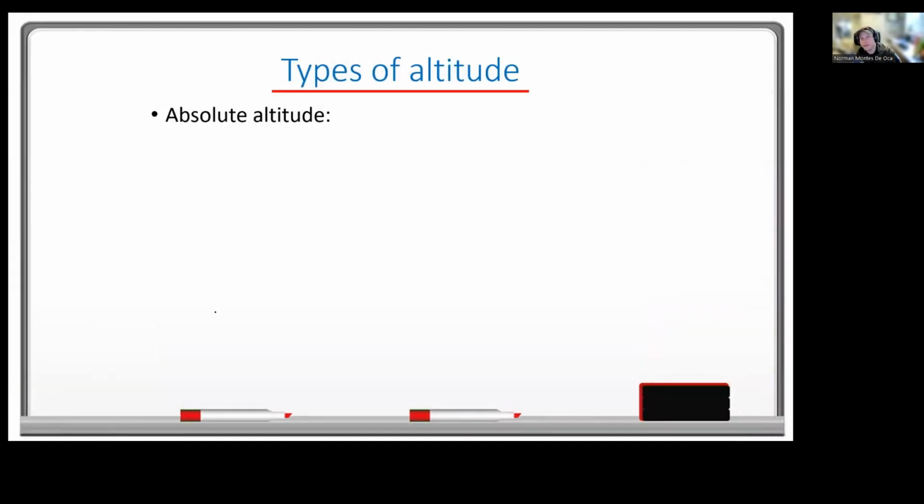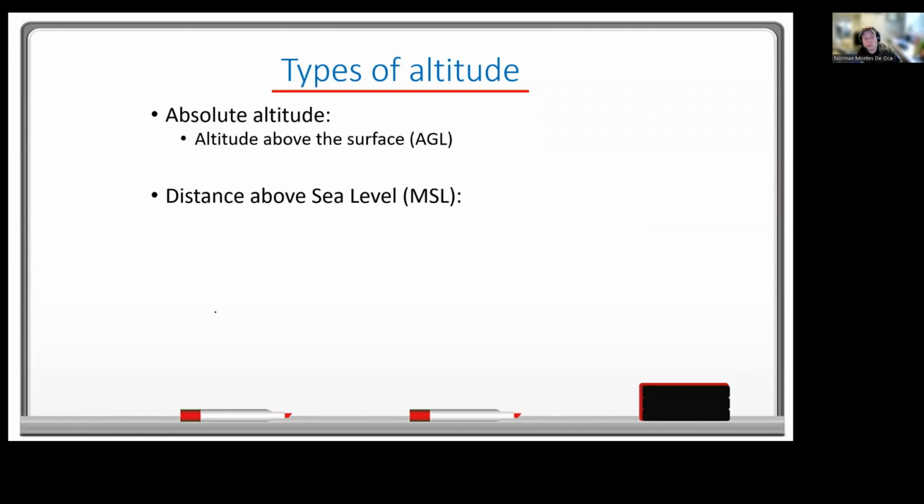Now let's review. What are the types of altitude that we have covered? Absolute altitude is your altitude above the surface. Now, what is it called when we have distance above sea level, or MSL? What is that?